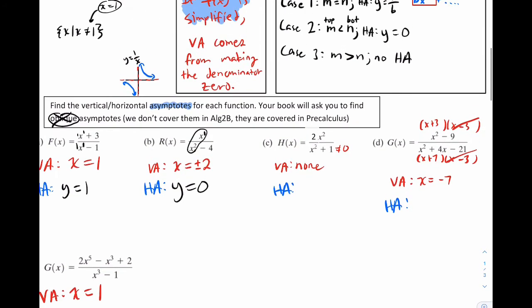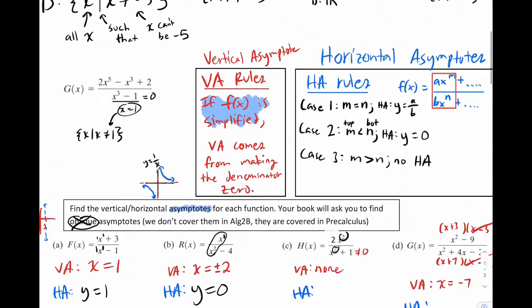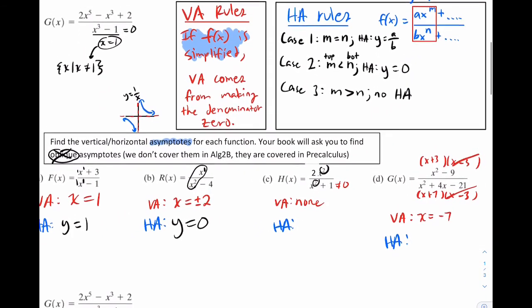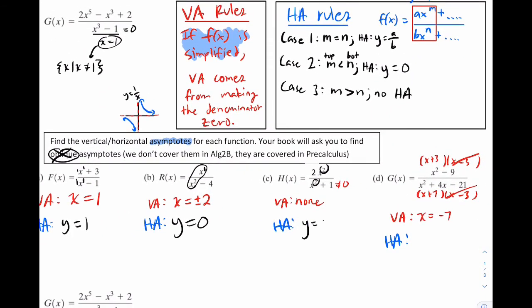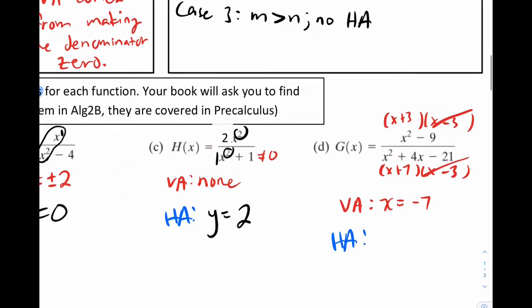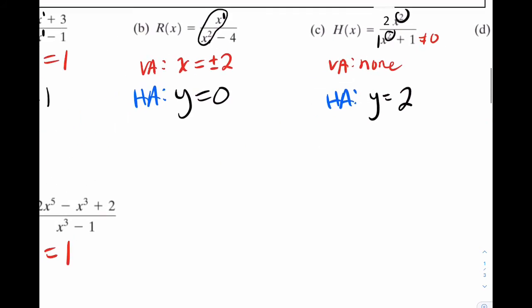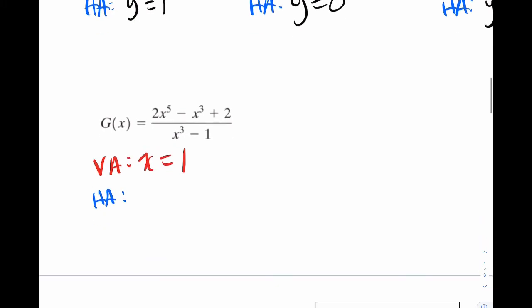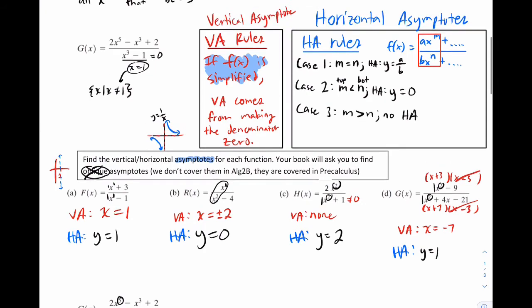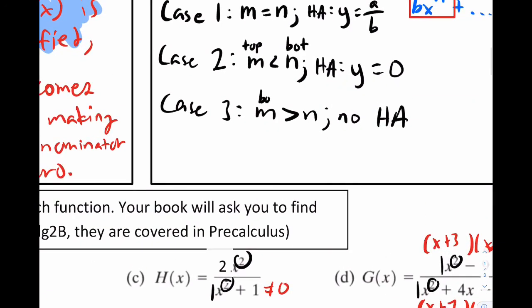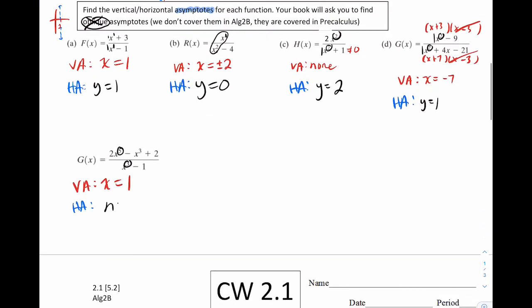For letter C, the powers are equal. So just take the coefficients. Y equals 2, because 2 over 1. Letter D, the powers are equal again. So the coefficients are going to be 1. And this one, we can see the top is bigger, because 5 compared to 3. And that's what case 3 is going to be. The top is bigger, so we just simply write none.